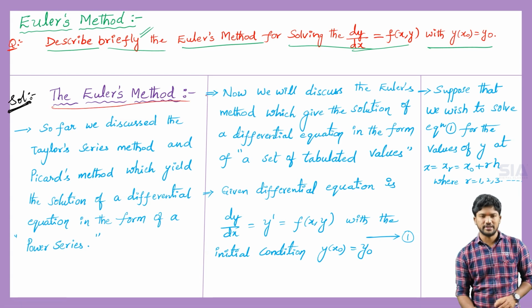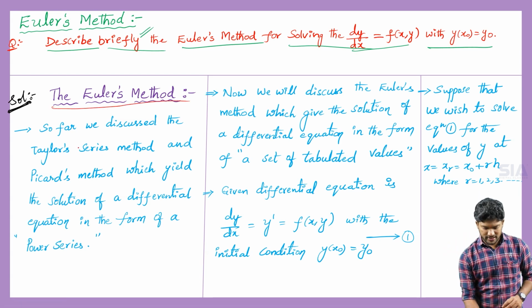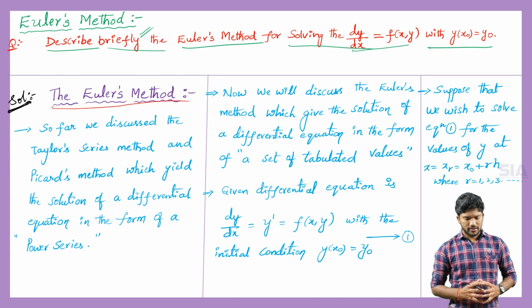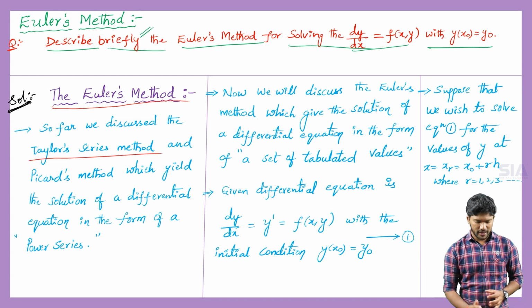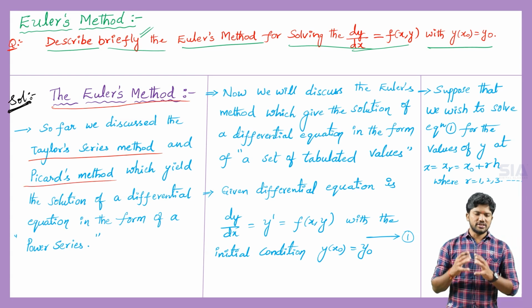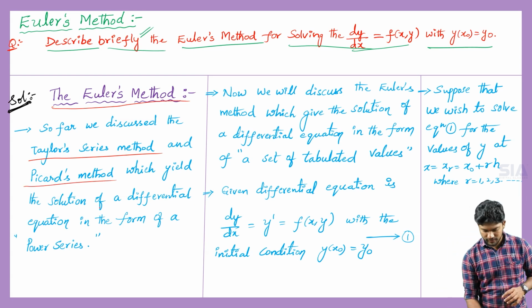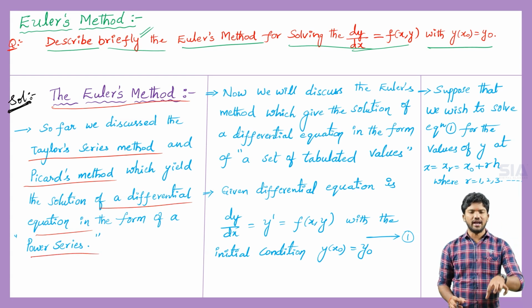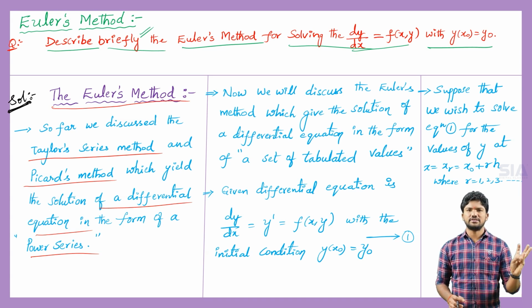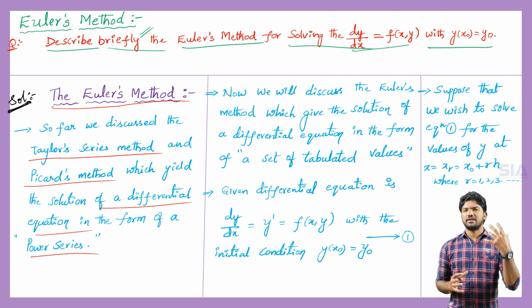Solution, the Euler's method. So far we discussed the Taylor series method and the Picard's method. These two methods yield the solution of a differential equation in the form of power series. Why I am adding this note is, so far we discussed the Taylor series method, that is the first method in this unit, and after that Picard's method. These two methods are based on the power series of a differential equation.